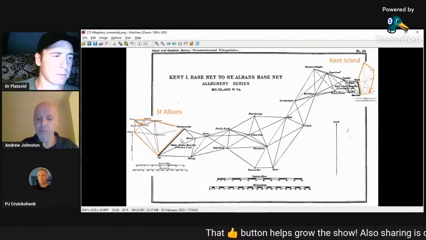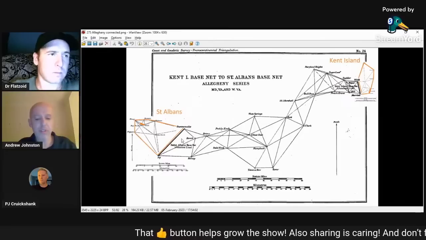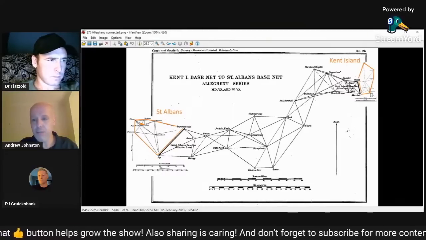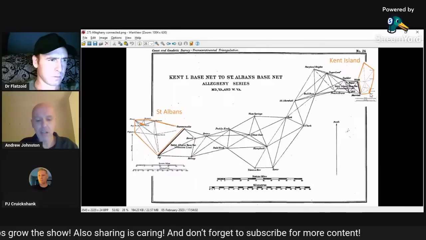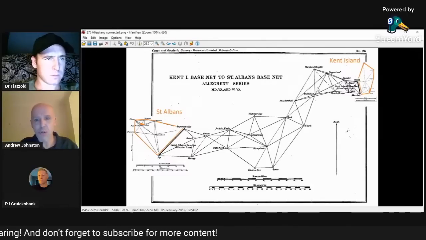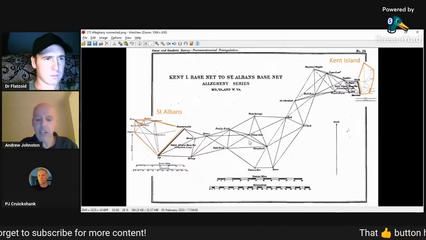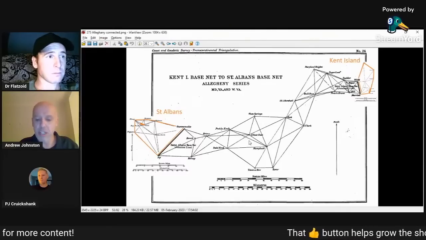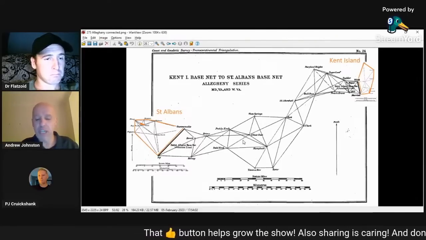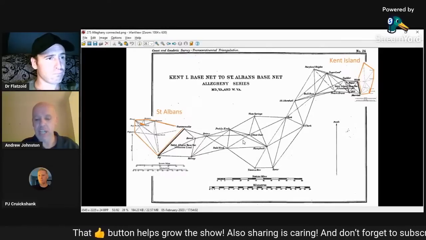So if you consider the hypothetical situation of the surveyors starting over here at the Kent Island base net and measuring this very small, thick line here, which is about 8.5 kilometres long. And then they traverse all the way across the country to the west here, over 450 kilometres, and all they're doing is taking angle measurements along the way. They're not doing any measurement of the length of the ground anywhere at all.